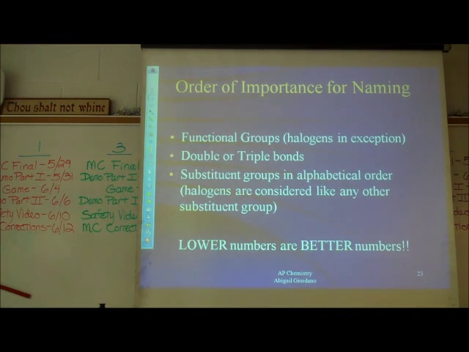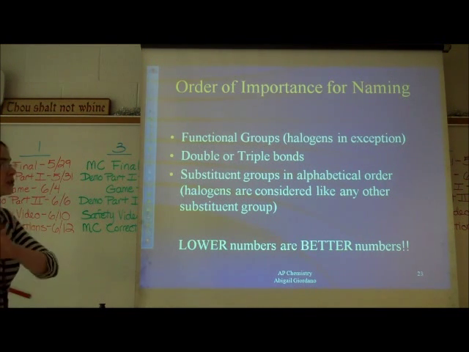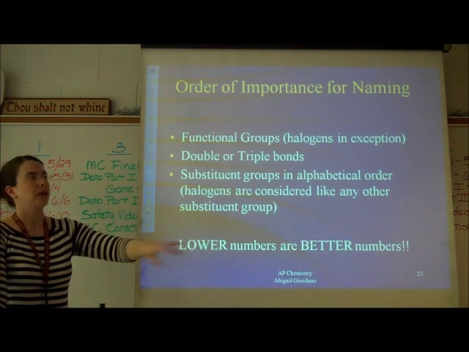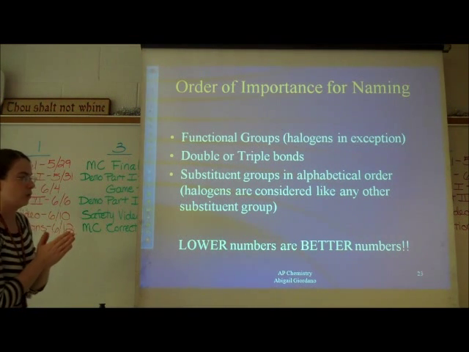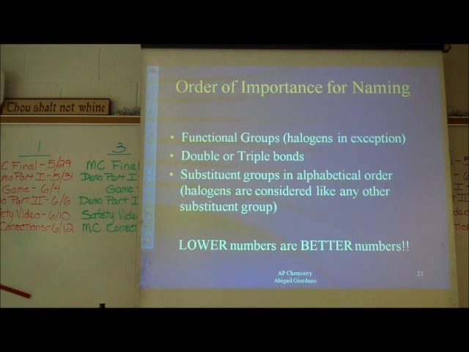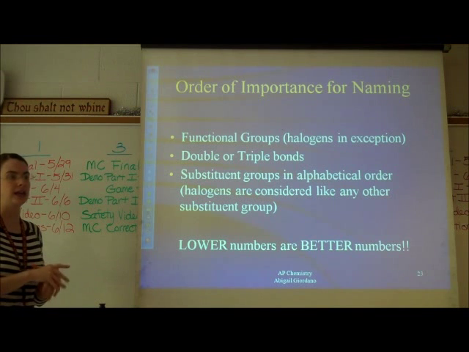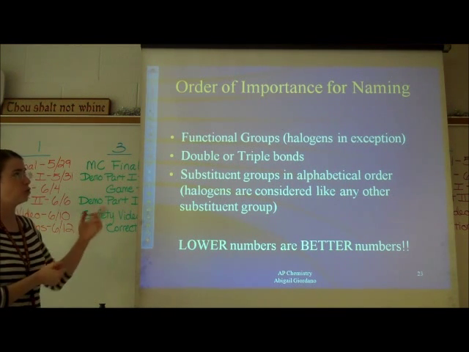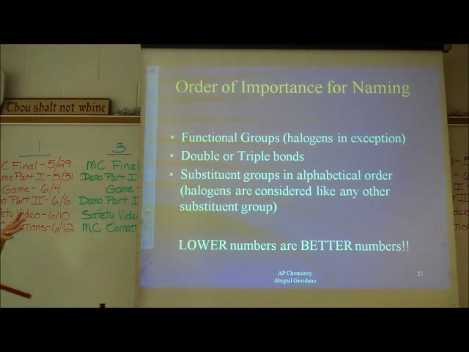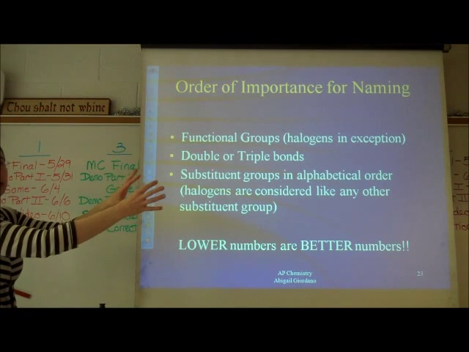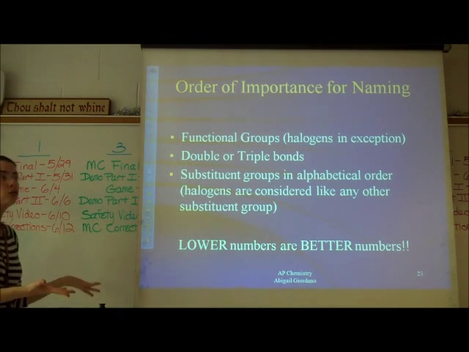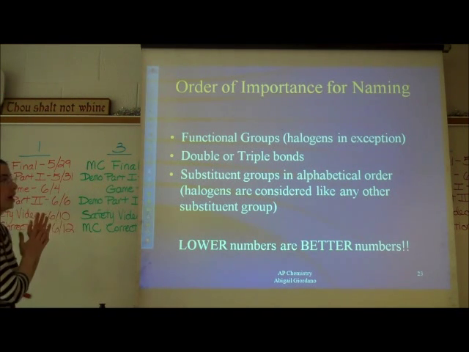So, to wrap all this up, if I give you a drawing and I say, name it, the first thing you need to do is find your longest chain of carbons. And probably the most difficult thing when trying to name a drawing is to figure out how you want to number your chain of carbons. What this slide is telling you is what things are the most important to have low numbers. For example, let's say I give you a drawing that has a functional group, a triple bond, and a substituent group, and they're not all towards one end of the chain. They're spaced evenly throughout. How do you know whether to number from left to right or right to left?